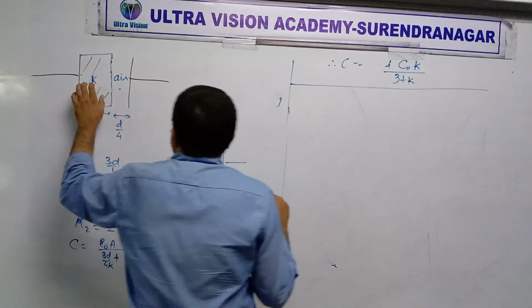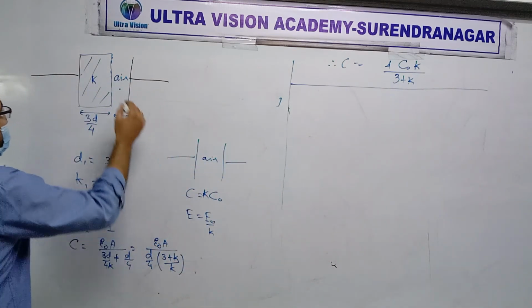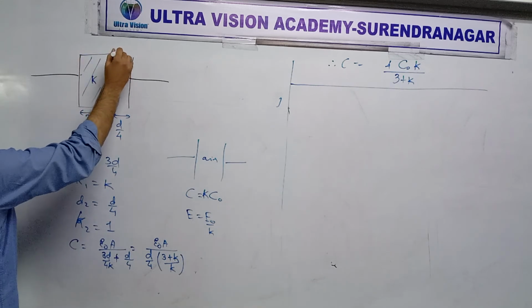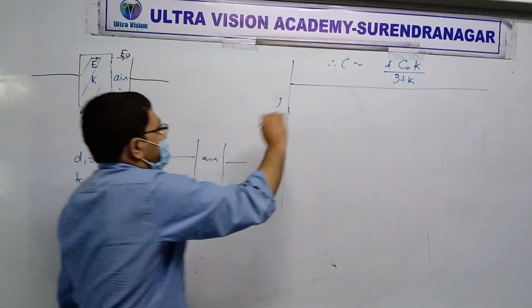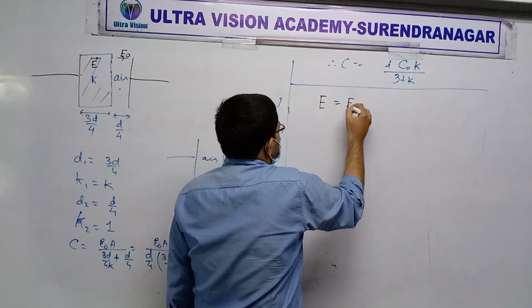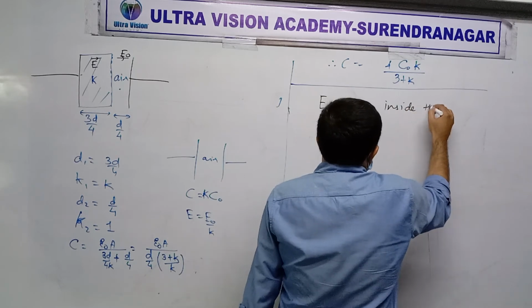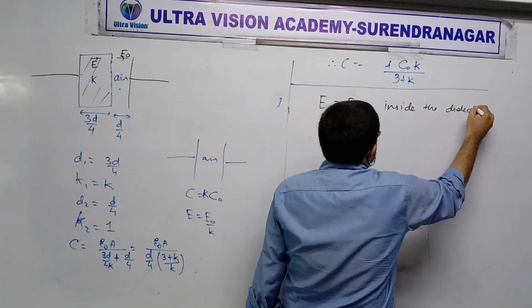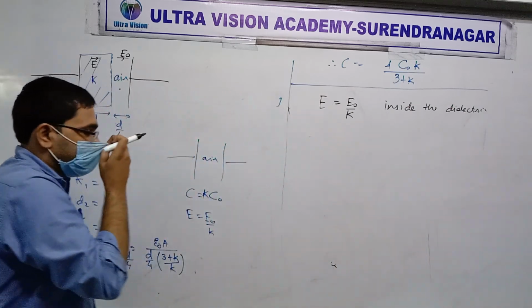See, I'm not drawing the diagram again. If the electric field here is E0, means in air it is E0, then here it will be E. Then E will be equal to E0 by K. Yes or no? Inside the dielectric. Is this sentence clear to you? Sure or not sure?